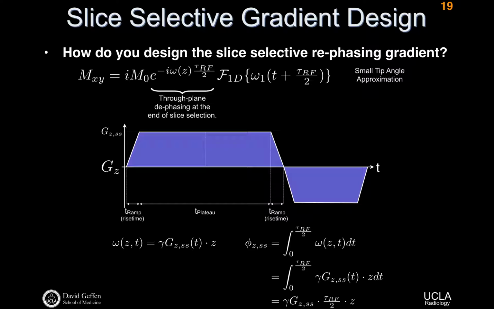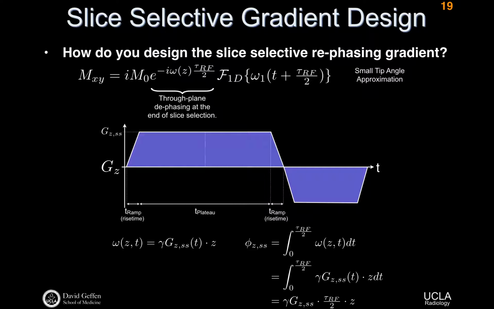This was the result of working through the small tip angle approximation, and it told us two things, right? It told us that the state of the transverse magnetization can be obtained through the 1D Fourier transform of omega 1, and omega 1 comes from that B1 envelope function. So there was a kind of one-to-one linear mapping between the envelope function and the slice profile. That was a convenient way for thinking about how to design the B1 envelope function.